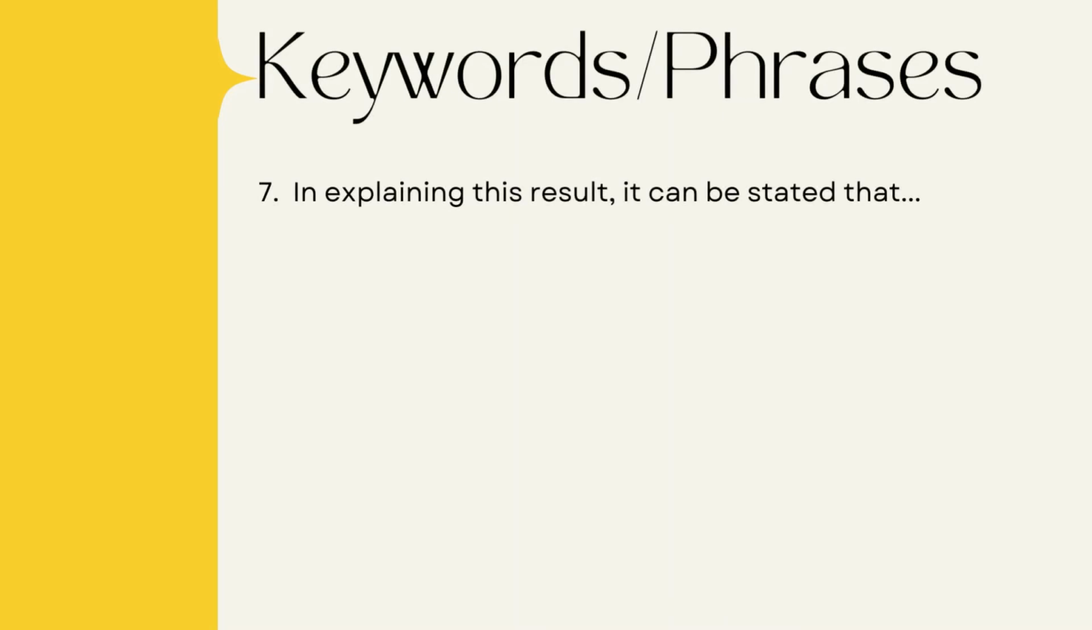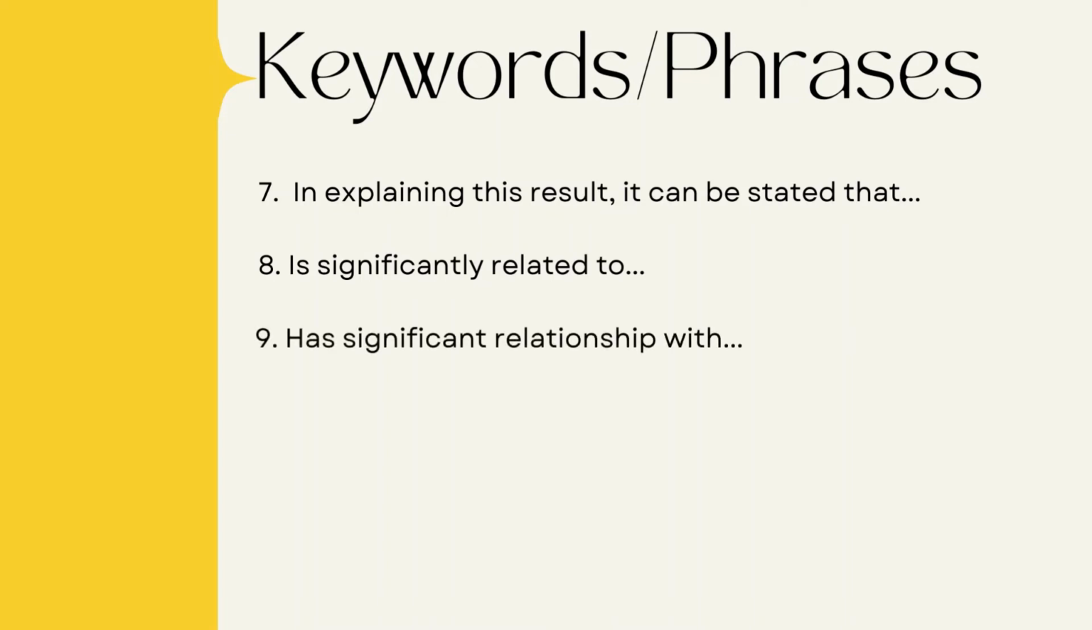We also have these phrases, like number 7, in explaining this result, it can be stated that. So this phrase can be used when you can already interpret a result. Next up is number 8, is significantly related to. So this phrase has the same thought as number 9, has significant relationship with. So you can use both of these phrases when one is examining the association between any two sets of variables and whether there is any significant relationship.